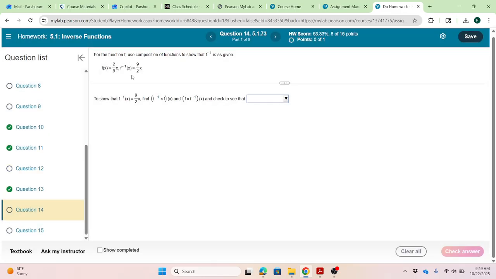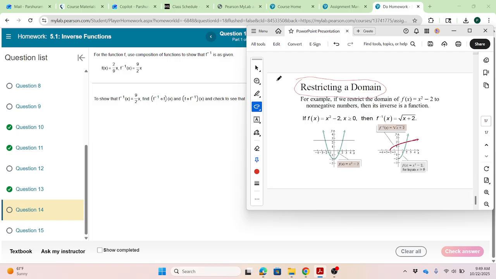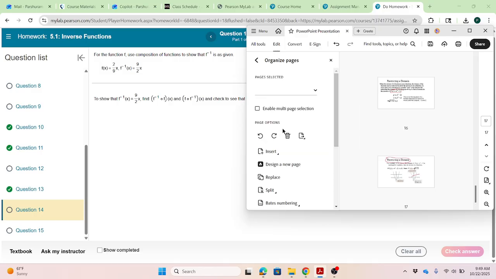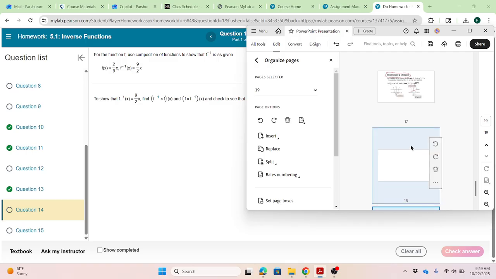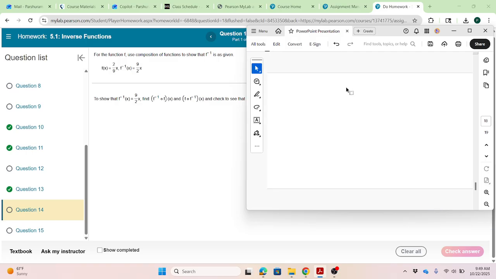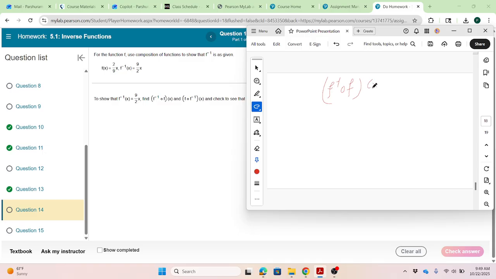You have the function, and then you'd like to check their composition. What is the composition? You need to check the composition. Let's do that. So you have a function f and f inverse. So f inverse composed with f of x.